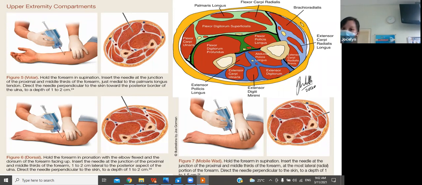The other one, you need to flip the patient's hand over into the supination position. Then you inject over the lateral position so that you can enter the mobile wad of the compartment. And the other one, you need to inject over the posterior aspect of the ulna and also 1 to 2 centimeters laterally. We just need to briefly know that for exam purposes. We quite rarely see compartment syndrome nowadays because of COVID.